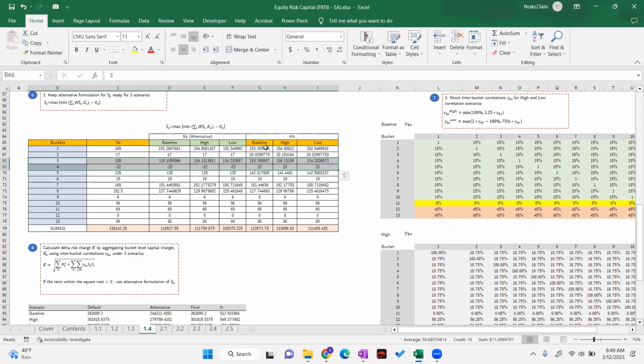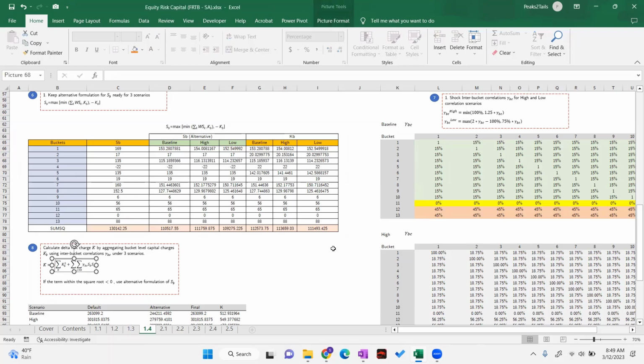So for baseline scenario, or let me take another scenario, let's say the high scenario. Under the high scenario, using this formula, what will be the value? 116 square plus 22 square plus 2 times 135 times minus 22 times this correlation, 15%, because it is between 3 and 4. All right, that's what this is.